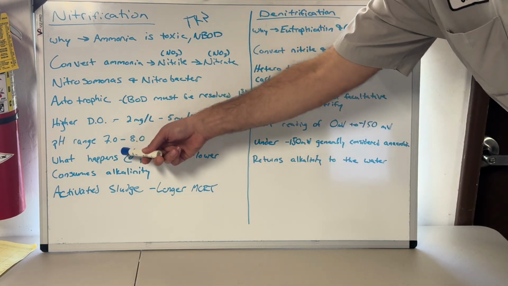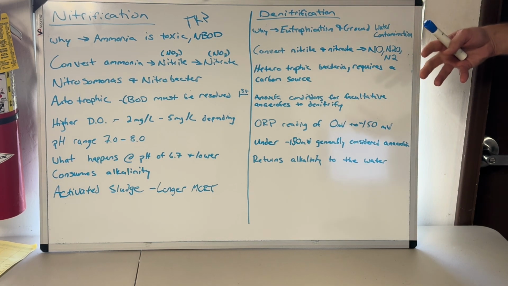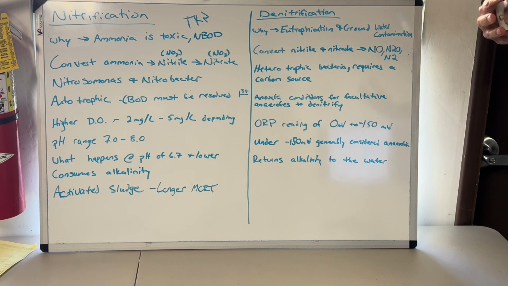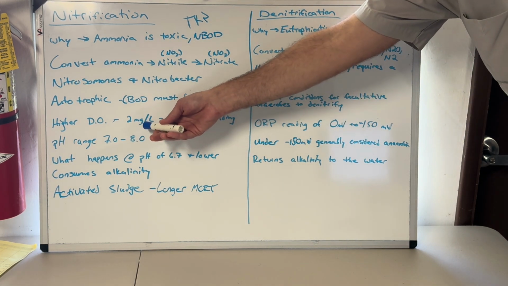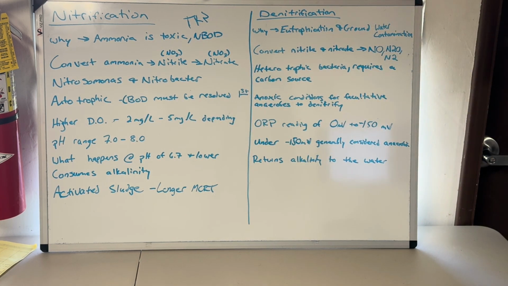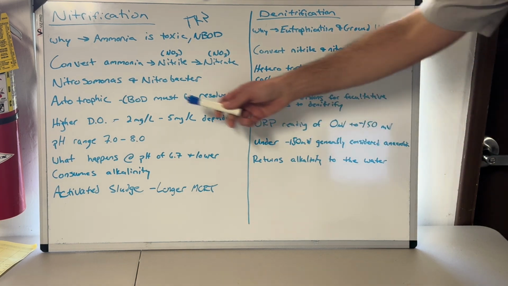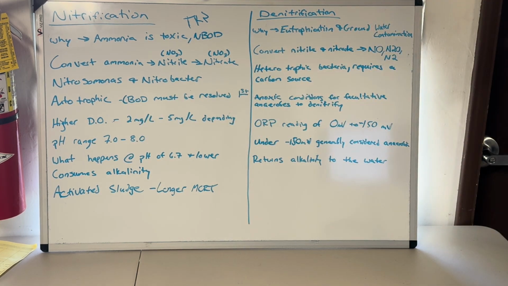And I'm going to point something out real quick as we move through this. 2 to 5, 7 to 8, 0 to negative 150. These are ranges because I've never seen 2 plants that operate the exact same way. Plants are engineered based off of your influent characteristics, what you're dealing with. And just because I run a 2 to 3 milligram per liter doesn't mean that 5 is invalid just because that's my experience. There's a reason we have ranges, I guess, is all I'm trying to say.